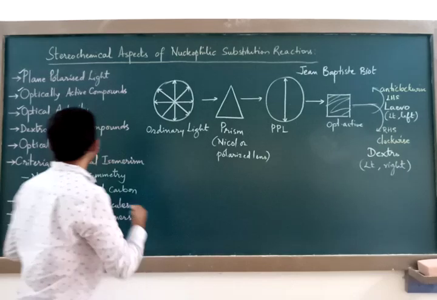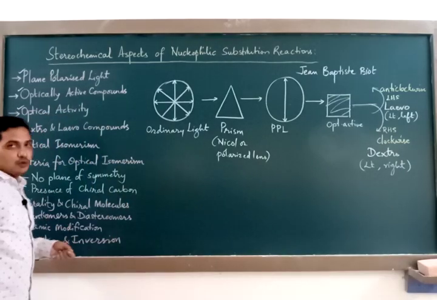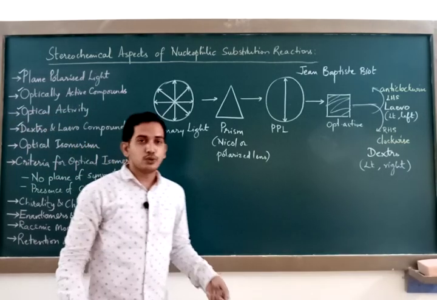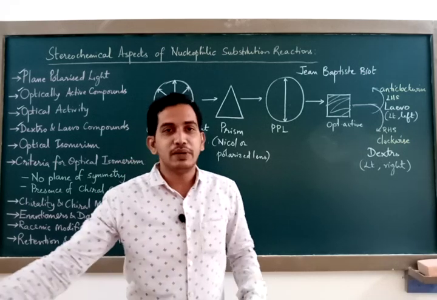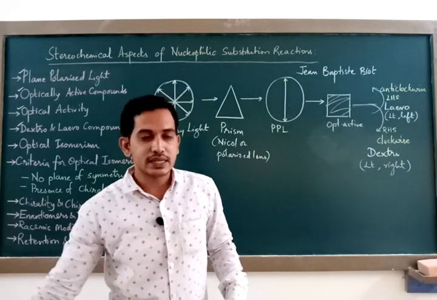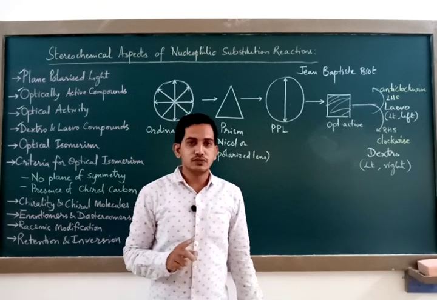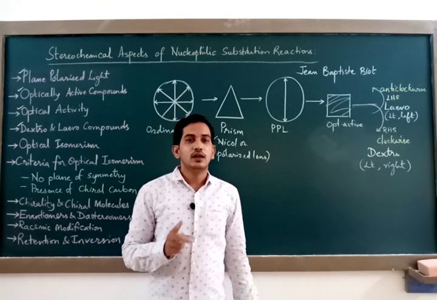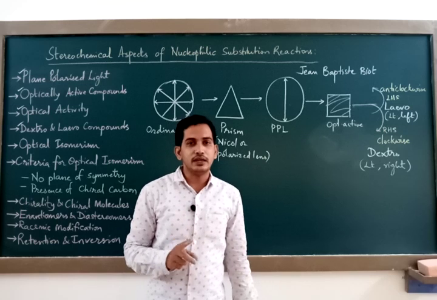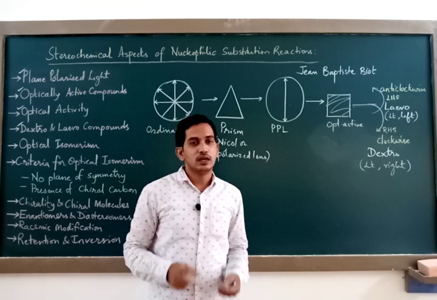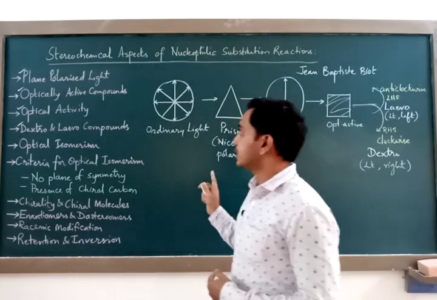So this was another concept, dextro and levo rotatory compounds. Dextro rotatory compounds are those which rotate the plane polarized light to the right hand side or in clockwise direction. Levo rotatory compounds are those which rotate the plane polarized light in left hand side or in anti-clockwise direction. I hope till here all the concepts are clear.